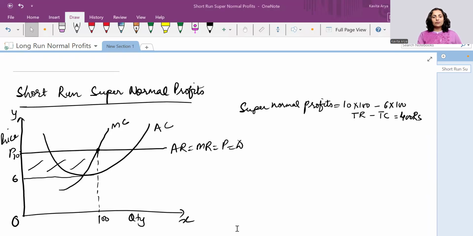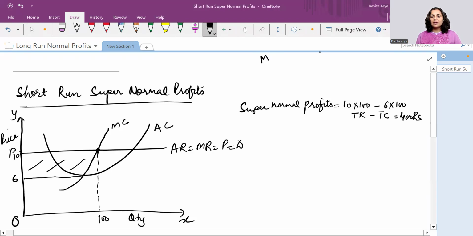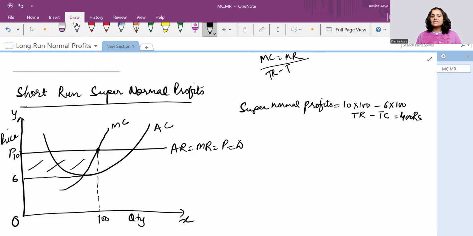In our previous video, we tried to understand this diagram wherein two concepts which we got from the revenue chapter, that MC is equal to MR is required for profit maximizing output level, where MC is rising afterwards, and TR minus TC is required to calculate the total profits and losses, right?